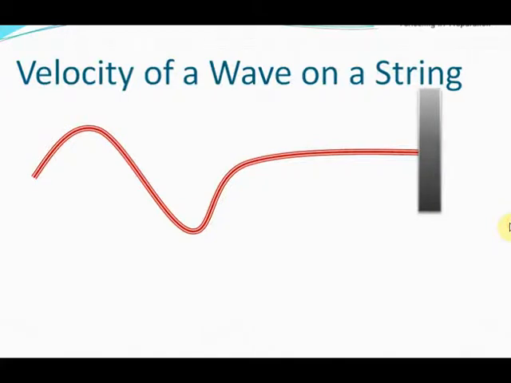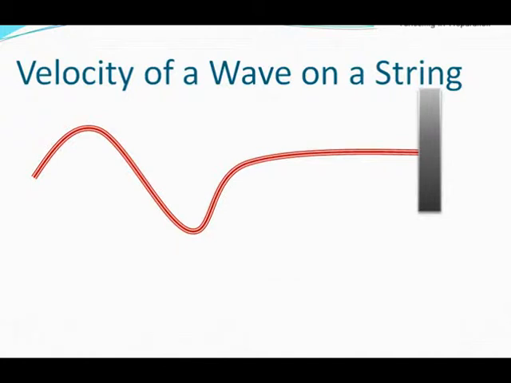So what is the velocity of a wave on a string? We've already studied that a wave on a string is a transverse wave. And the most popular transverse wave that we use is the one we create in a string. So what will be the wave velocity in this case? As you can see, this is the wave that is created on a string.